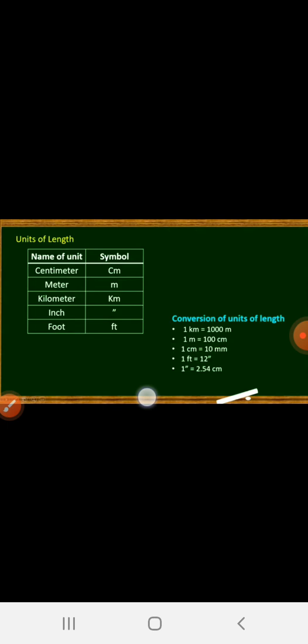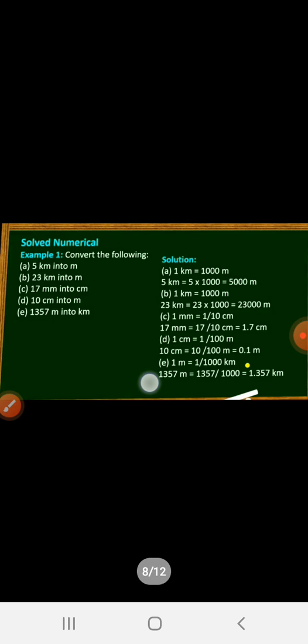1 centimeter is equal to 10 millimeter. 1 foot is equal to 12 inches, and 1 inch is equal to 2.4 centimeter. Now, depending upon these formulas or standard units, we will solve the numericals also, where you are going to convert higher unit to smaller and smaller to higher. And this you have all done in mathematics in the chapter of conversion of the units.